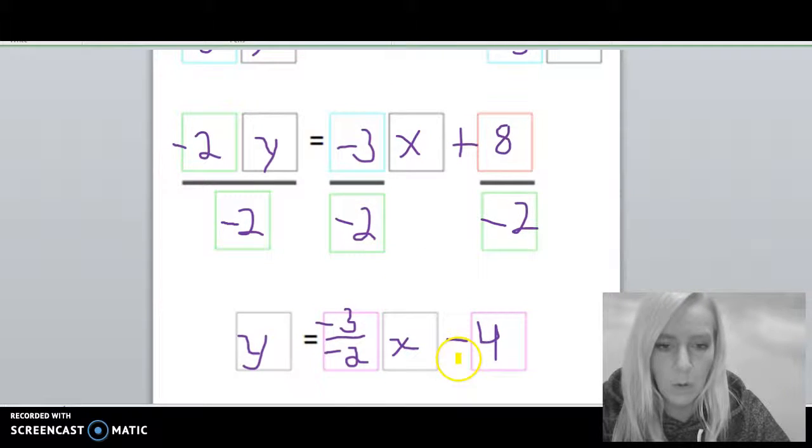Now this equation is in slope-intercept form. -4 is my y-intercept. -3 over -2 is my slope.